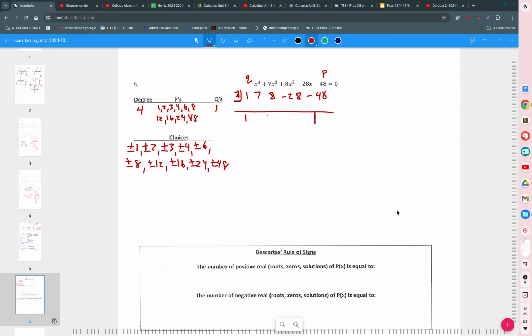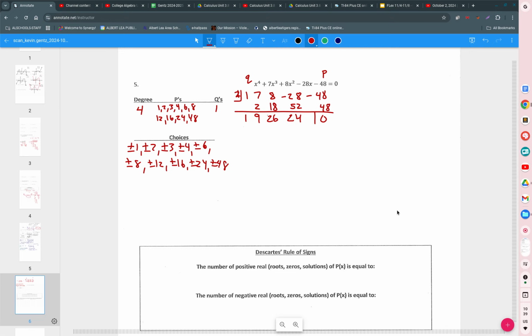I drop down 2. 2 times 1 is 2. Add and I get 9. Sorry. 2 times 9 is 18. 8 and 18 make 26. 2 times 26 is 52. Negative 28 and positive 52 make 24. 2 times 24 is 48. Add and I get 0. Did 2 work? Yes. So it turns out that we do know one of the factors.